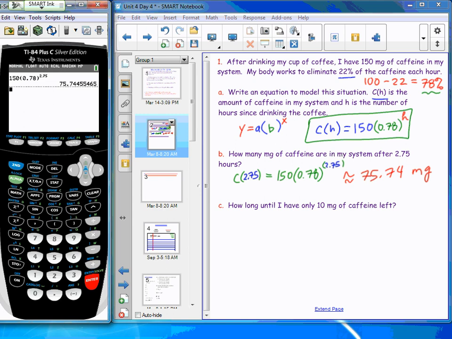Great. Let's go ahead and then answer the trickier question. How long until I have 10 milligrams of caffeine left? Well, in this case, we're not going to take 10 and plug it in for H the way we did with 2.75. In this case, 10 is a Y value, a function value, of milligrams of caffeine per C. So we'll plug that 10 in for C of H, and then we'll solve. So we'll go ahead and do 10. We want to know when that equals my C of H function, 150 times 0.78 to the H.